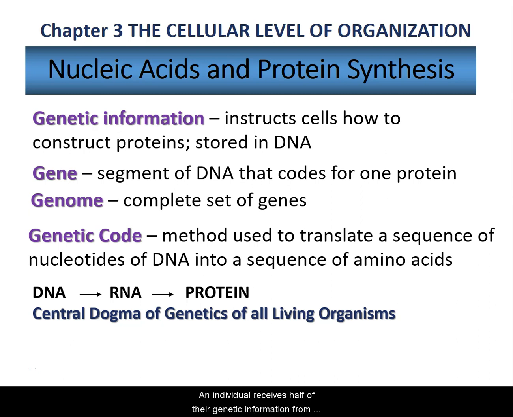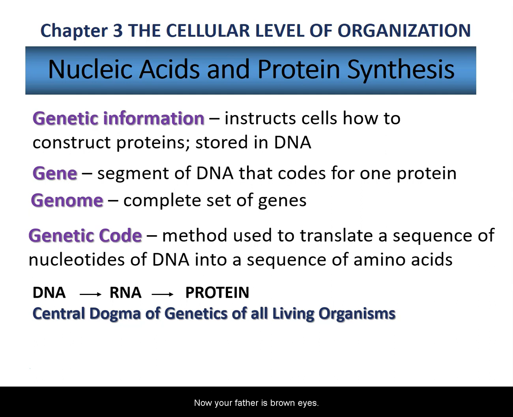An individual receives half of their genetic information from their mother and half from their father. And let's say that you have blue eyes. Your mother has blue eyes, but your father has brown eyes. Let's talk about that for a minute. Now, your mother has blue eyes, and that is a recessive trait. So she received from her parents a gene for blue eyes from both parents because it is recessive.